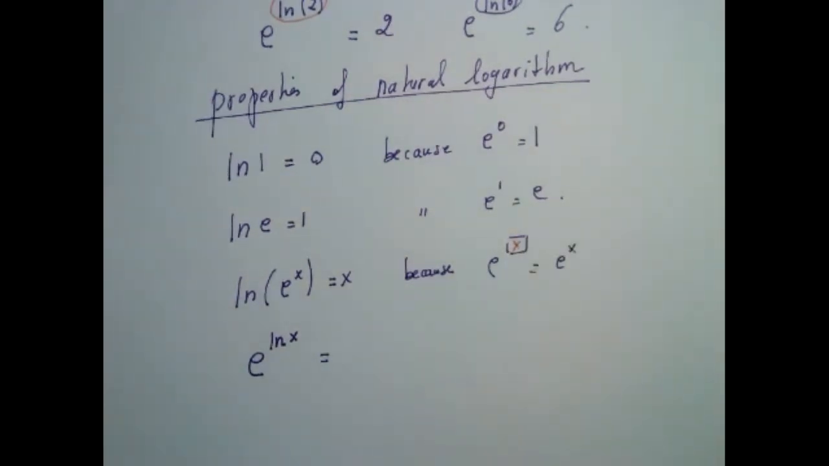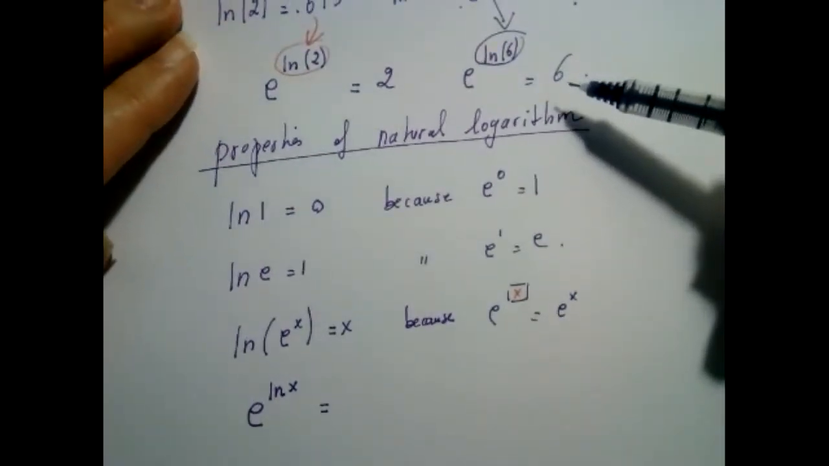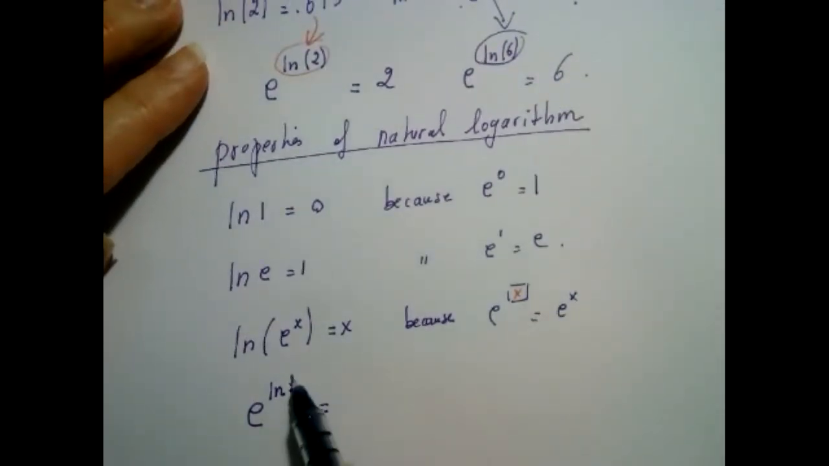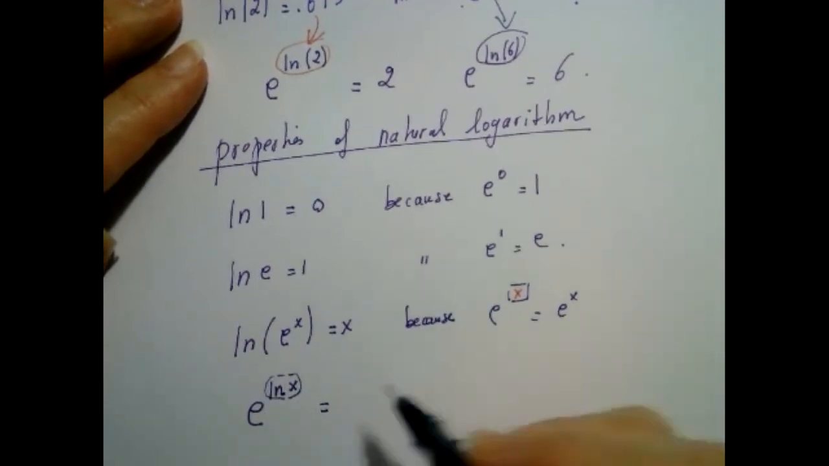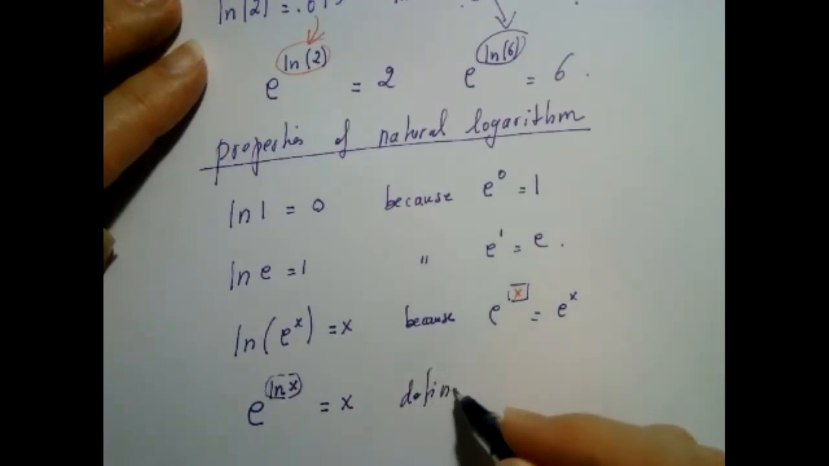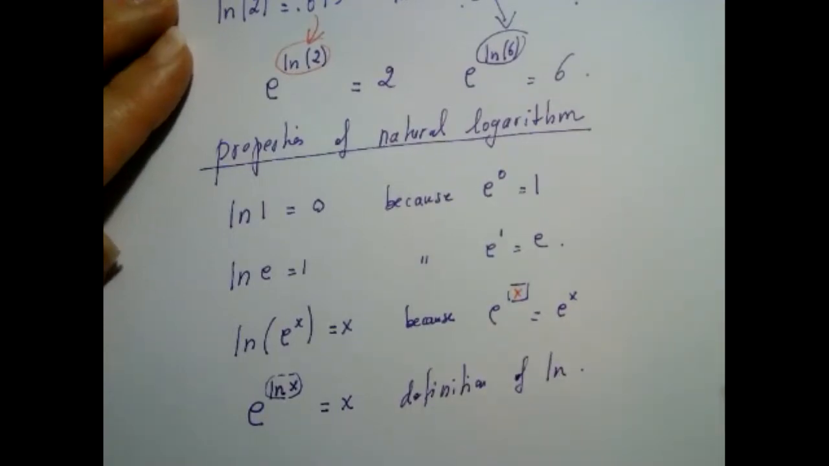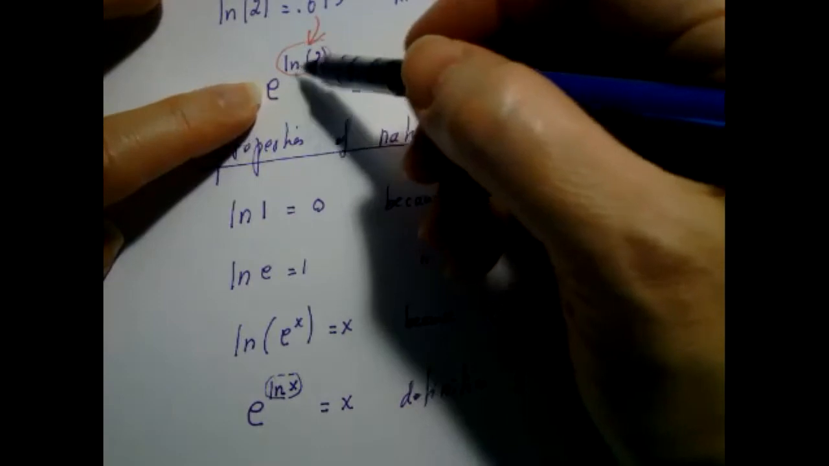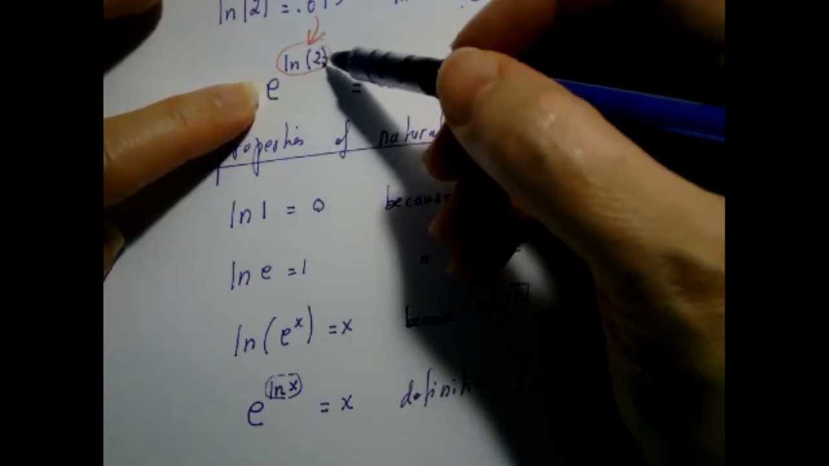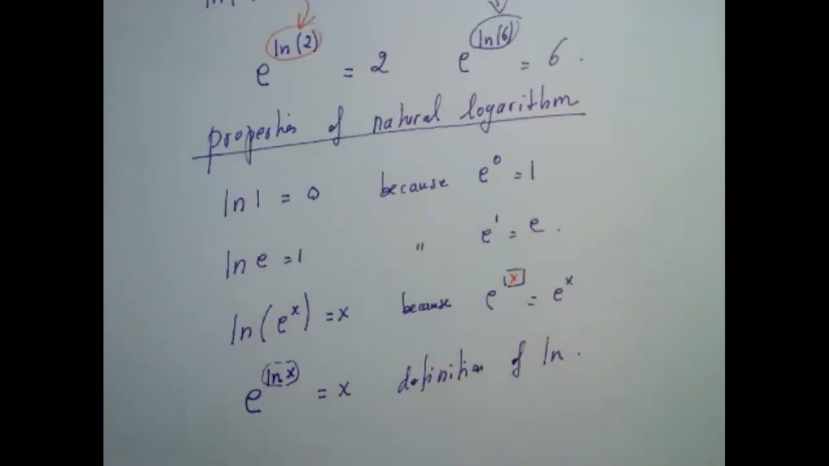The last one, and this should be based totally on what I did here. e to the ln of x. I take e to the power ln of x. What should I get back? I get back x itself. Why? That's the definition of the ln. Here, there is no reason. That's the definition of the ln. The power of e that is ln of 2 is 2. It's because ln is by definition the power of e that gives me the number back.